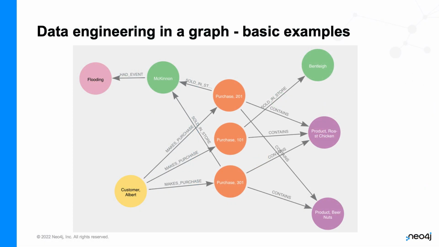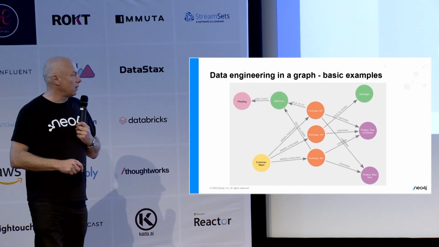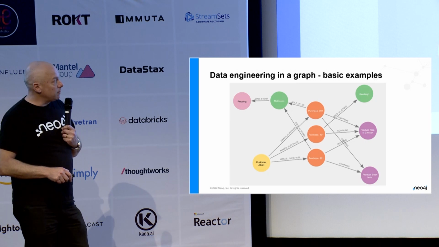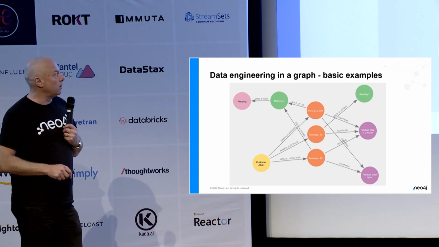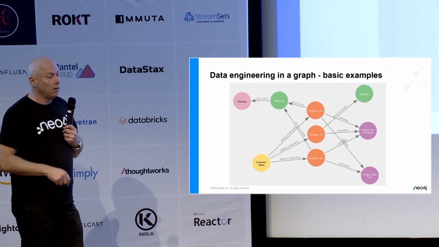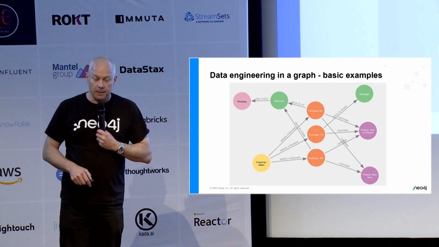So we've got this individual, Albert. He's been shopping. He's made 3 trips to a supermarket to do some shopping. Three different purchases on 3 different occasions. On each occasion, he's bought roast chicken. So there's the roast chicken I was referring to earlier. And on a couple of occasions, he's bought beer nuts as well. He shopped at McKinnon and he shopped at Bentley. For those who know the area, they're geographically quite close to each other.